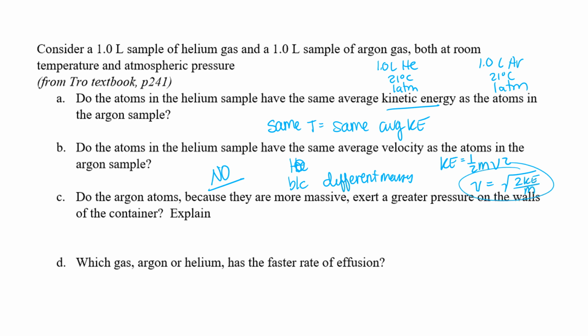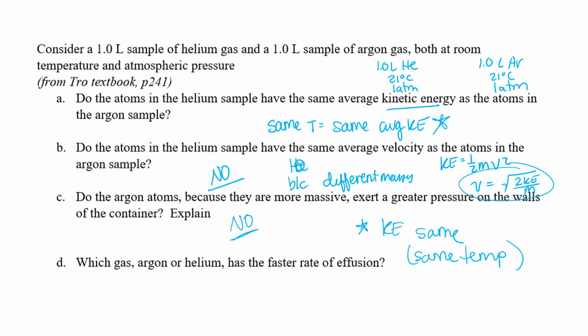Do the argon atoms, because they're more massive, exert a greater pressure on the walls of the container? No, because even though they're more massive, they're also moving slower. So the kinetic energy of the particles is the same because they have the same temperature. So we're just really trying to hit that point home here that temperature measures the kinetic energy, which is different from the velocity.